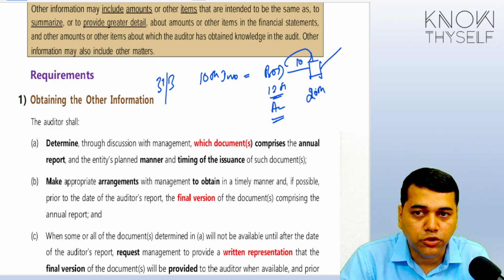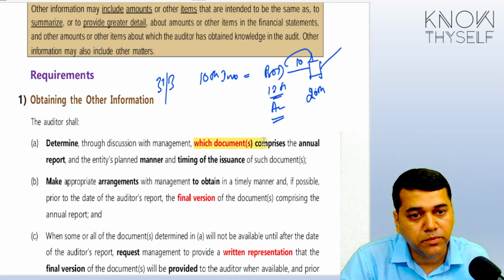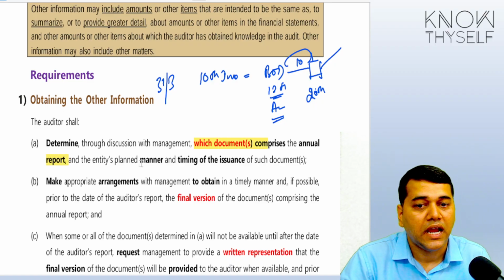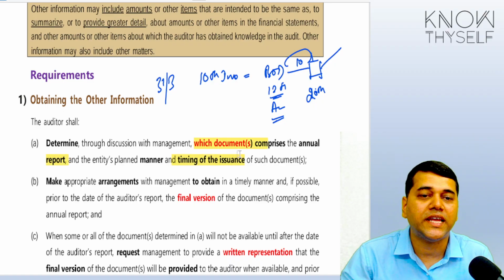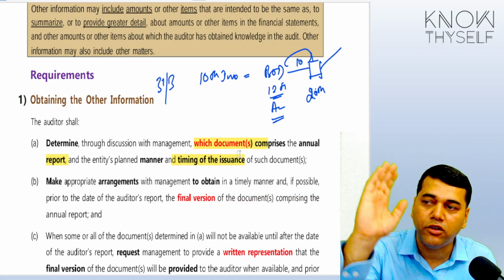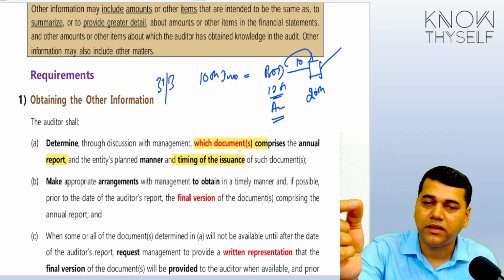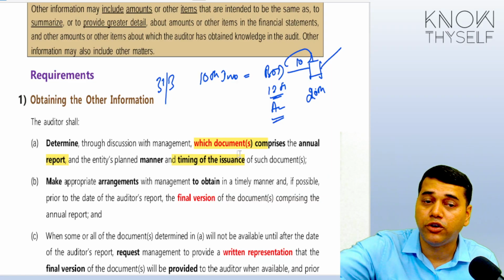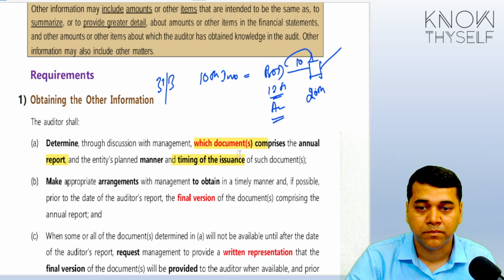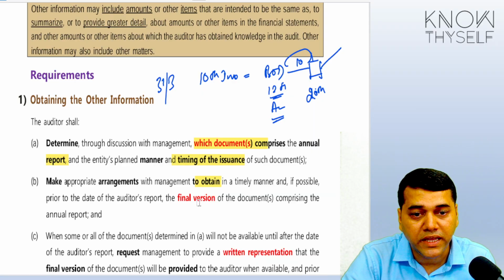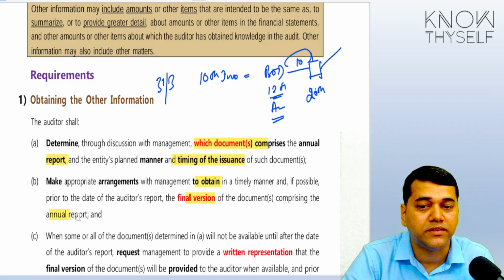So first you need to determine which all documents comprise the annual report, and when they are going to issue. So first you need to make an inquiry with the management. Sir, tell me, the annual report comprises of what? What all things do you plan to include in there? When are you going to send? What are your timelines? Then make an arrangement to obtain the final version of the documents comprising the annual report.